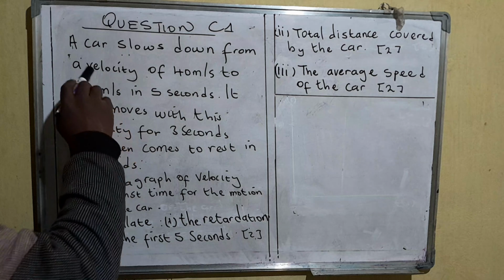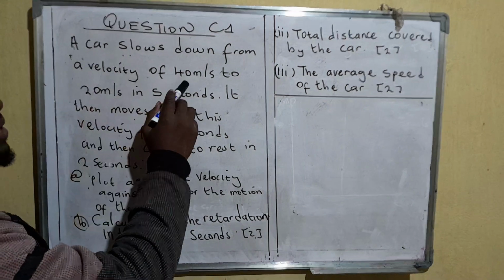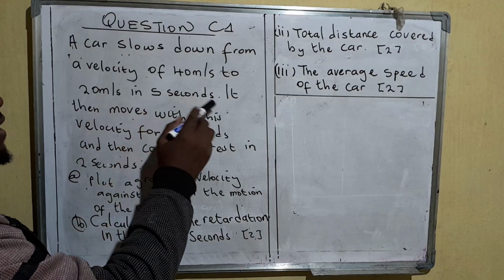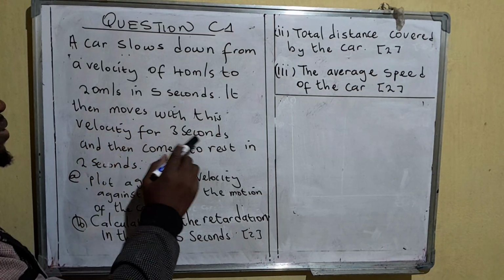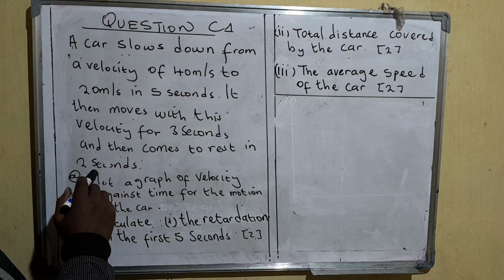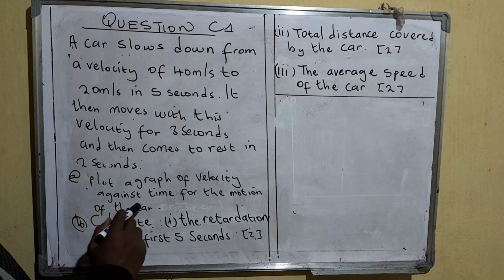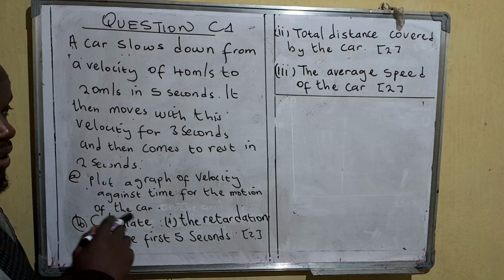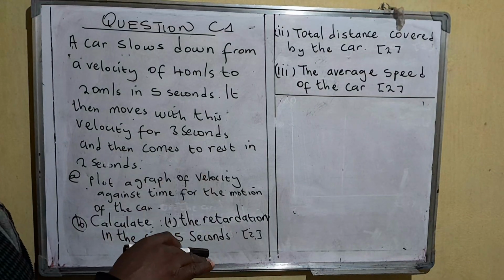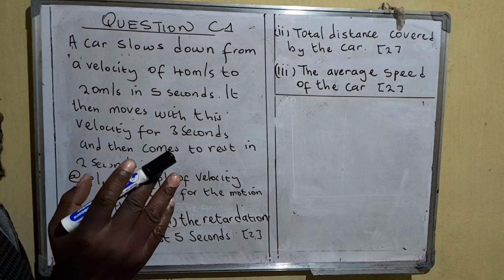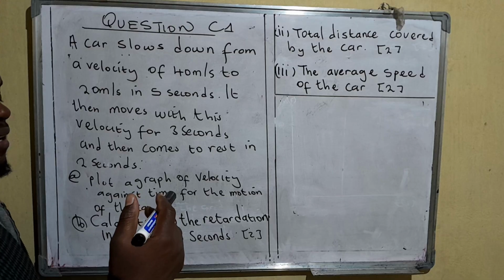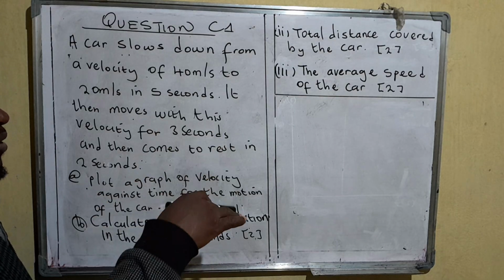The question reads: a car slows down from a velocity of 40 meters per second to 20 meters per second in 5 seconds. It then moves with this velocity for 3 seconds and then comes to rest in 2 seconds. Plot a graph of velocity against time for the motion of the car. So what we need to do is first draw the graph, right? We know that we're dealing with two quantities, velocity as well as time. Then there is acceleration, right? So now let's draw the graph.